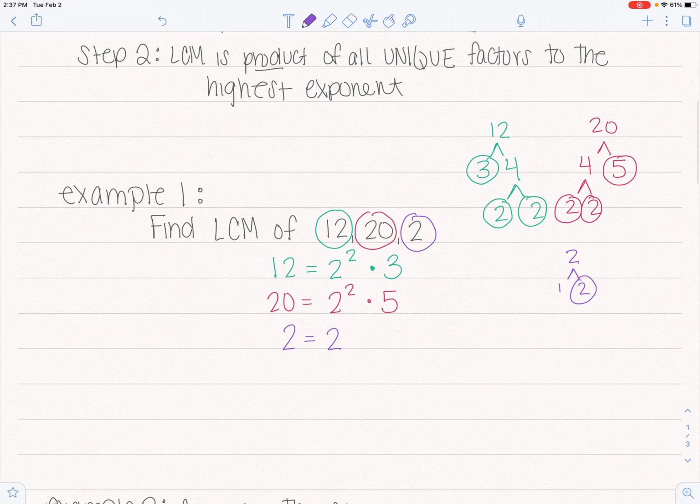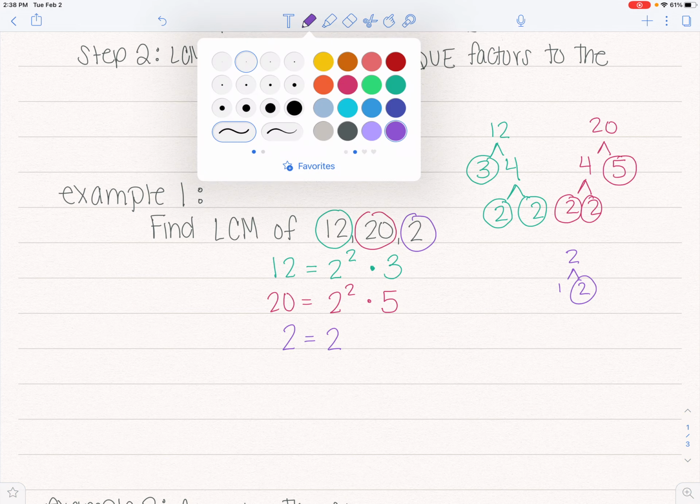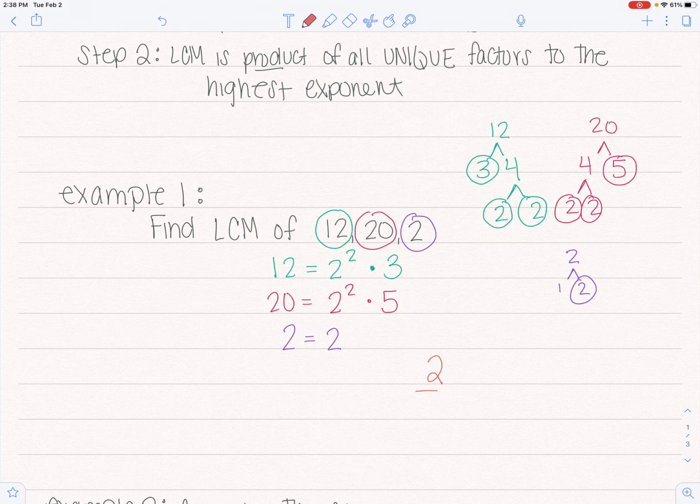Step 2 then says to find the LCM. It is going to be the product of all unique factors. So over here are the factors. So it's going to be the product of unique factors to the highest power. So what I'm doing is I'm looking over here to the right and I'm seeing, well, what numbers do I see in the bases? I have some 2's, I have a 3, and I have a 5. And so my unique factors are 2, 3, and 5, because those are all the numbers that are represented over here in the factored part.